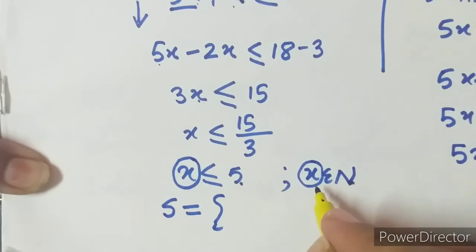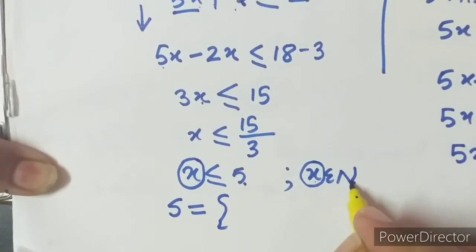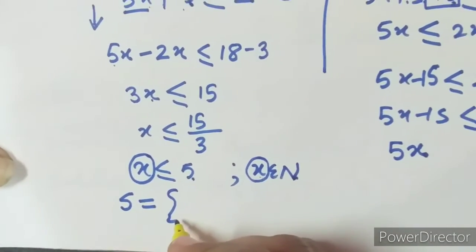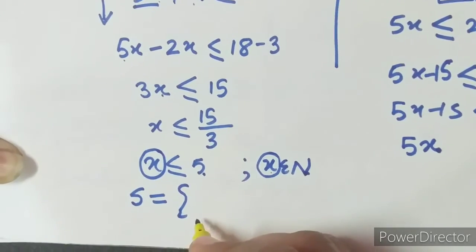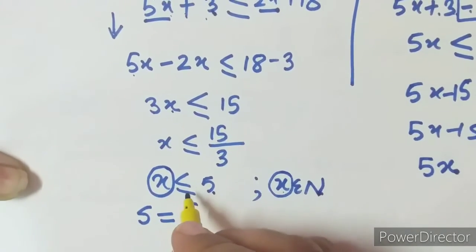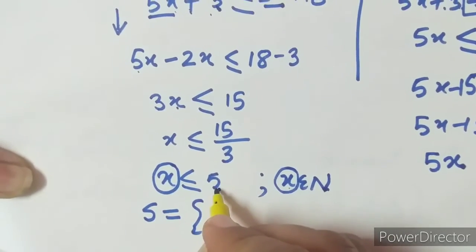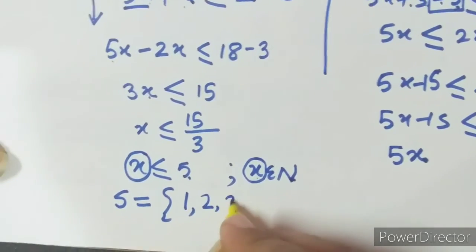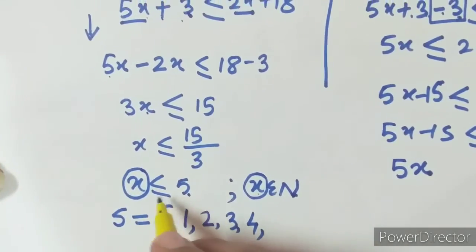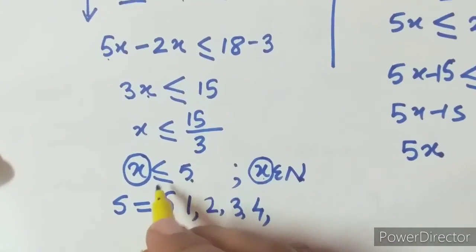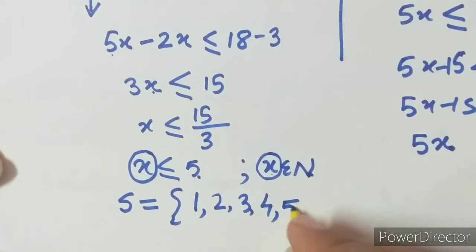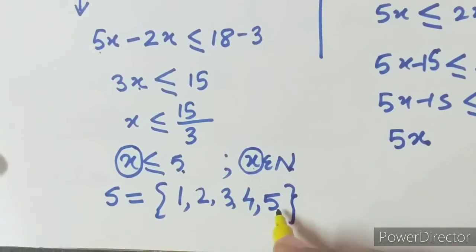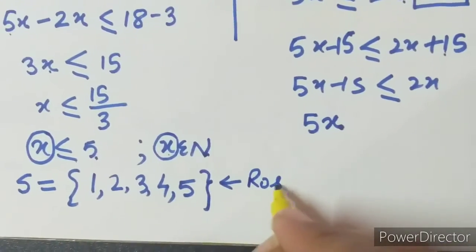Solution set, again I remind you the same thing. If the replacement set is the set of natural numbers, we are supposed to write the solution set in roster form only. Now, all natural numbers which are less than or equal to 5, and natural numbers start from 1. Yes, 1, 2, 3, 4, and now tell me, are we going to take 5 also? Yes, because here we have the equal to also, so we will include 5, and the set is over here. So this is called the roster form.